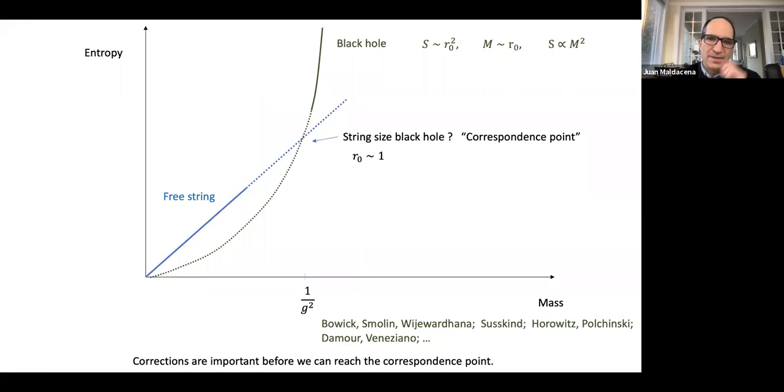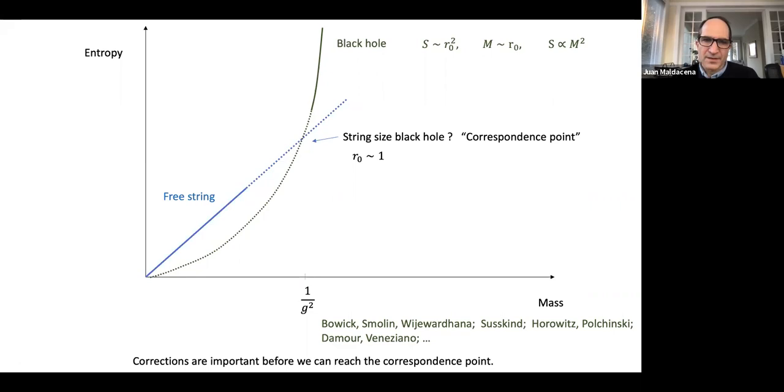Some insight can be obtained by thinking about this plot. You take the mass on the horizontal axis of the configuration, and the entropy on the vertical axis. You can plot the free string answer, which would be a straight line. And you can plot the black hole answer, which is a quadratic function of the mass, since the entropy is proportional to the Schwarzschild radius squared, and the mass is linear in the Schwarzschild radius. These two lines, if you extrapolate them beyond their regime of validity, cross when the black hole size is of order one. This is sometimes called the correspondence point, and various people have discussed this. So the conjecture is that when the black hole gets to be this size, perhaps it becomes a highly excited ball of strings.